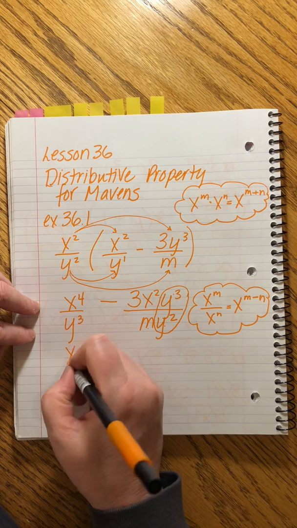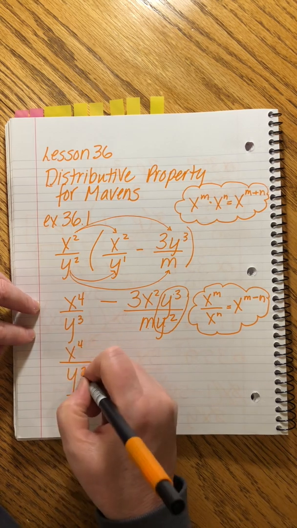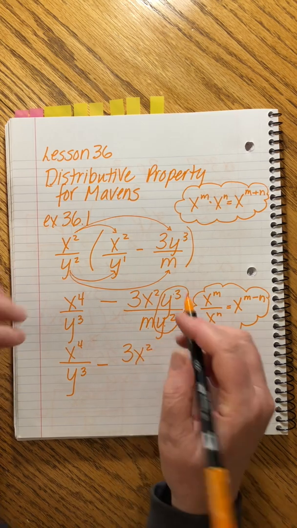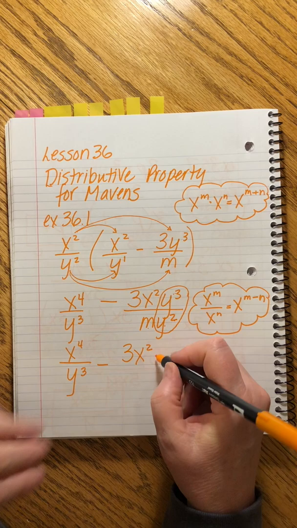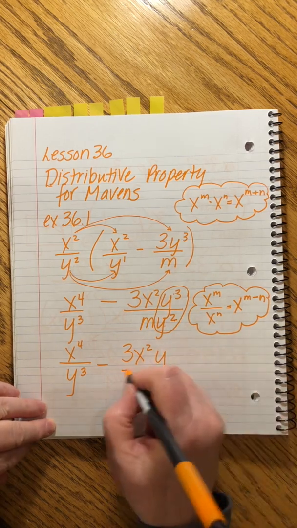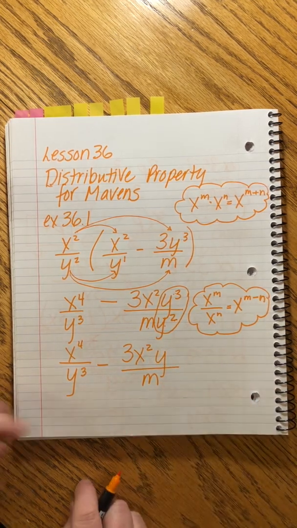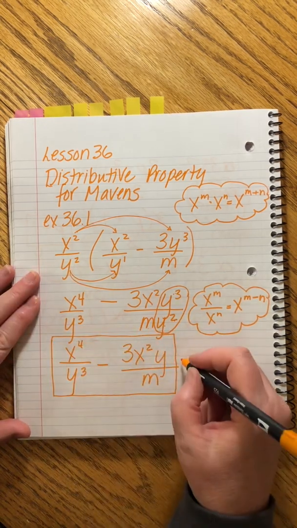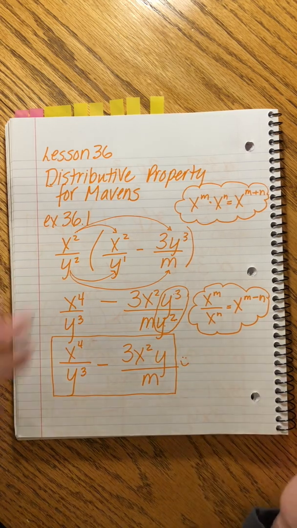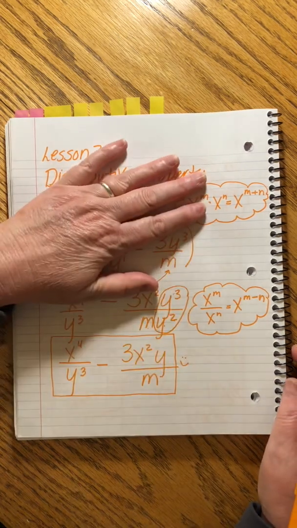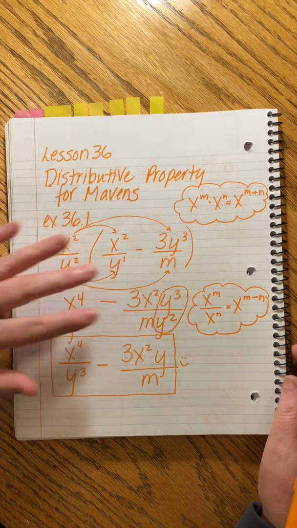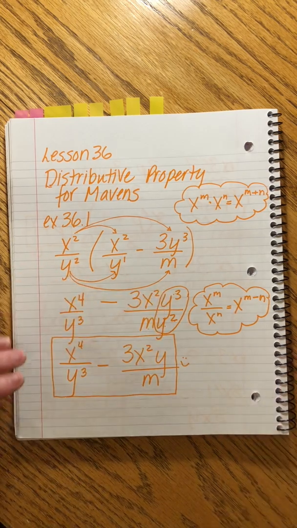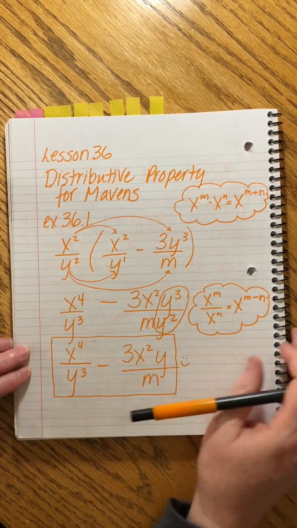So let me just copy everything else. X to the fourth, y to the third, minus 3x squared. Now, 3 minus 2 is 1. So that means this reduces to just a y here, and then we'll have just the m down there. This is our final answer. Yay. All right, so we distribute using the product rule, but then we look to simplify if we can, and we use the quotient rule to simplify the exponents. Okay, let's do another one. That was fun.